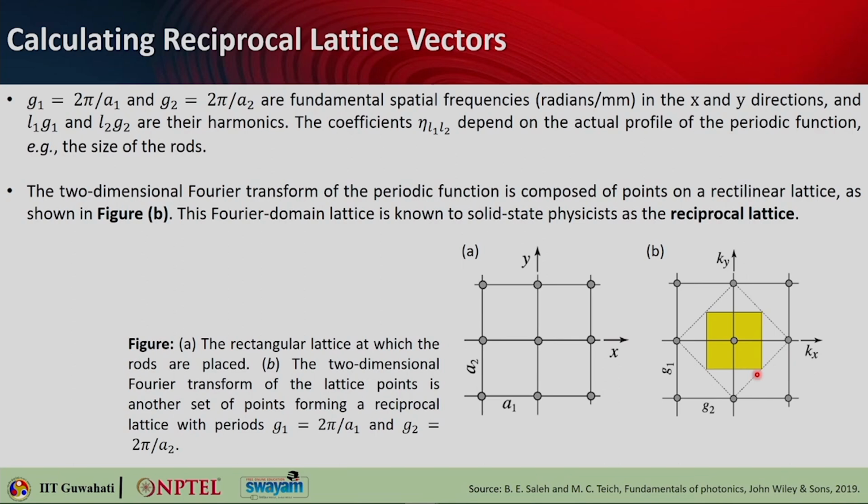When you convert it into the reciprocal lattice, that is the Fourier domain, you go from space to momentum space. Here you will call the axes kx and ky, and the lattice vectors are now 2 pi by a1, which is g1, and g2, which is 2 pi by a2. I think there is a typo here that can be corrected. This should have been g1 and this is g2. So, this is how you get the reciprocal lattice.